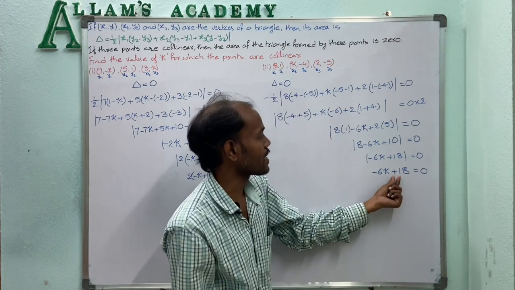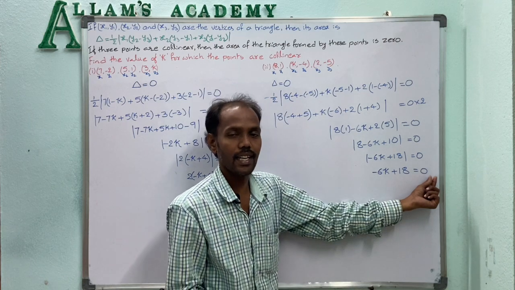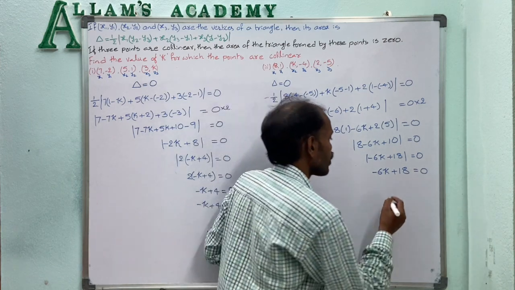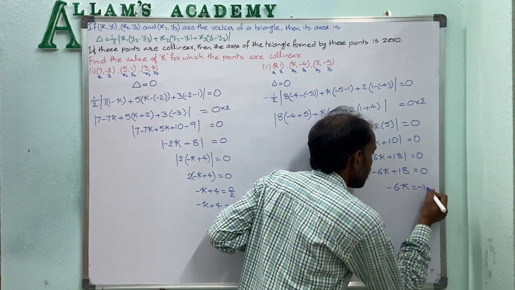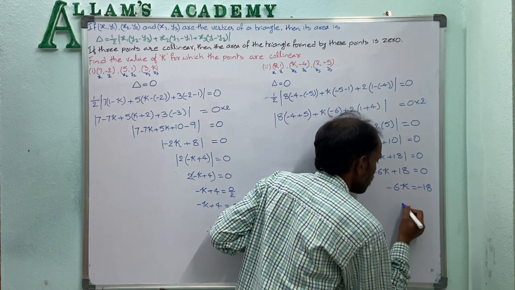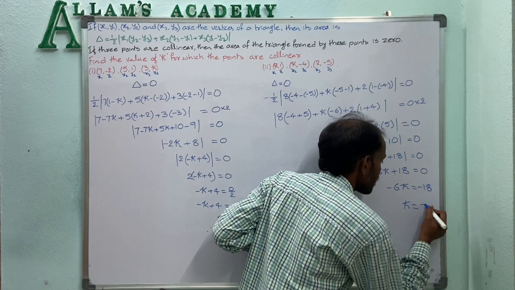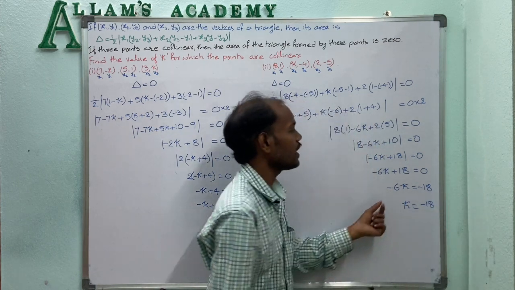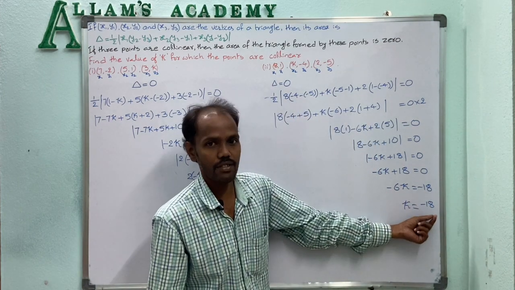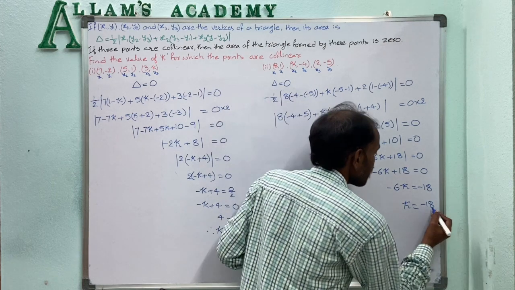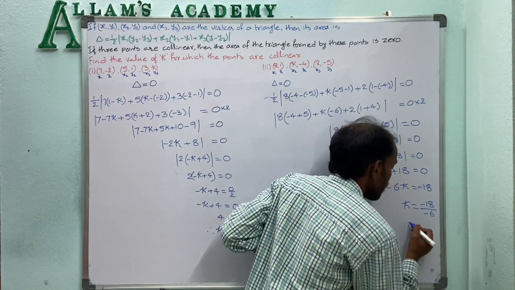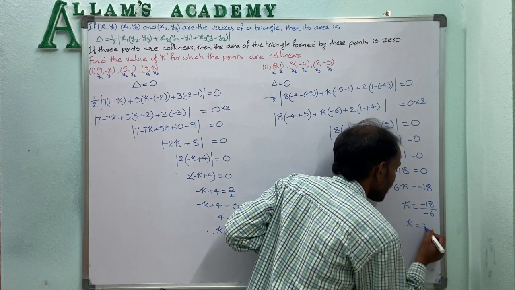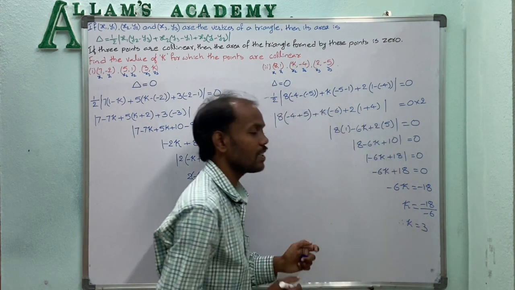So now this plus 18 transfers to the RHS, that is minus 18. 0 minus 18 is equal to minus 18. Minus 6k is equal to minus 18. This multiplication by 6 transfers to the RHS, that is division, so by minus 6. Minus 6 threes are 18. So the k value is 3.